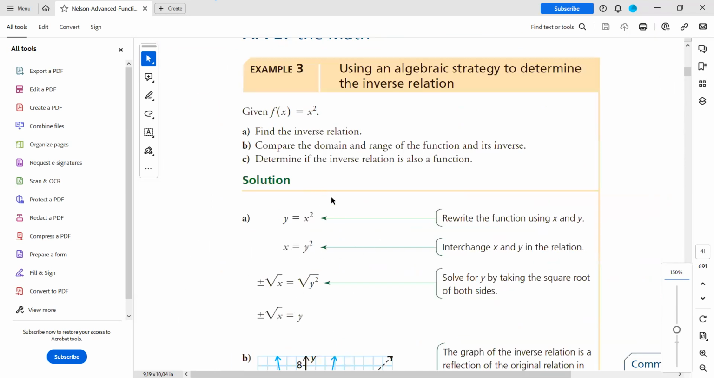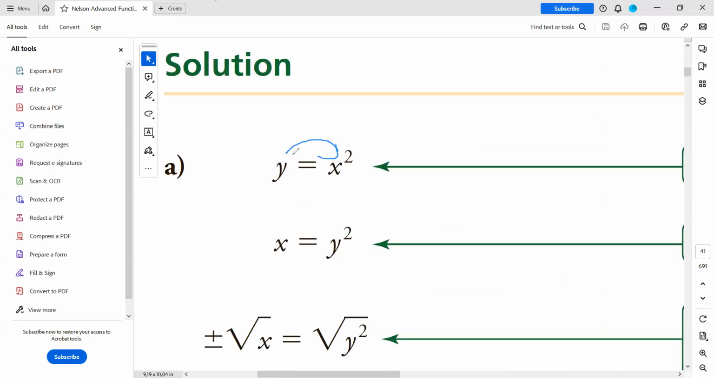Look at this magnificent beauty of mathematics. What we're doing here, we know that the parent function is y equals x squared. It's right here. So we interchange x and y in their relationship just by simply switching them with one another. You see? Now x is in position 1 and y in position 2.